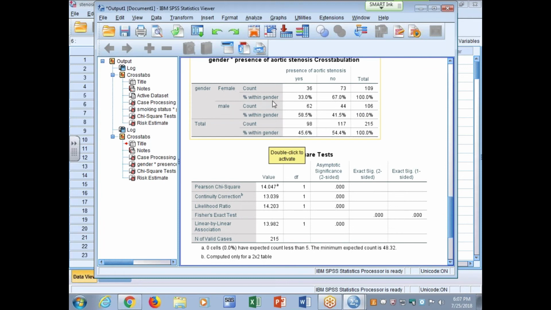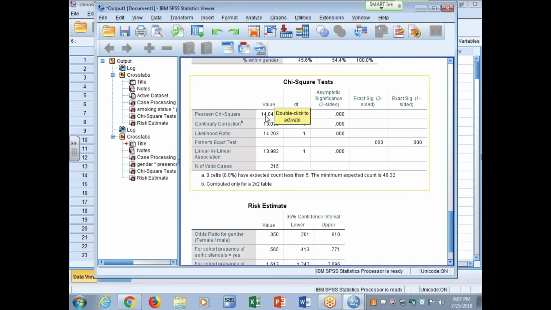Females are less likely to have aortic stenosis in this study than males are. Look, only 33% of them had aortic stenosis, and 58% of males had aortic stenosis. So let's go down here. Our chi-square is 14. Our significance is less than 0.05. So we reject the null hypothesis for gender also being associated, right?